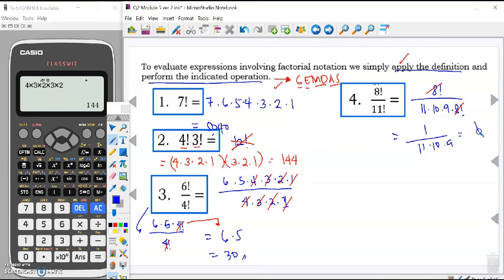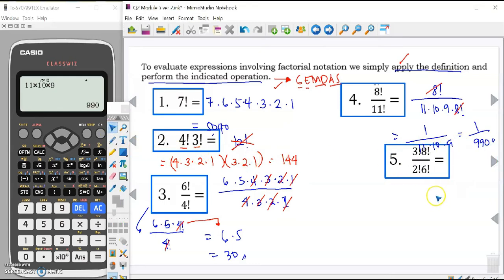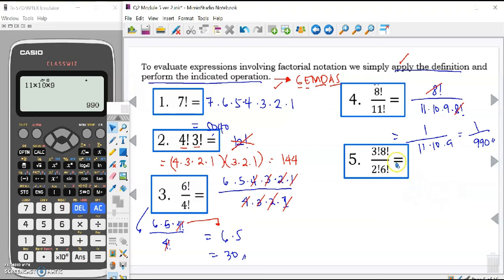So our answer is 1 over, let's use our calculator, 11 times 10 times 9. And the answer is 990. So 1 over 990 will be our answer. I hope you're getting this. Next, let's move on. How about 3 factorial over 8 factorial? Okay, I'm getting used to this already.